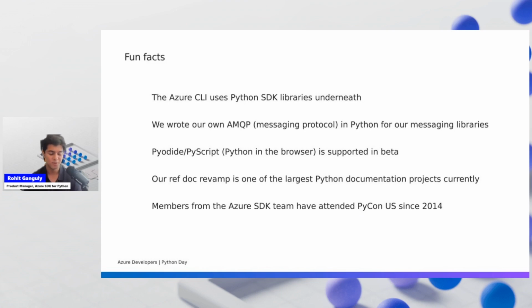Moving next to some fun facts. The Azure CLI uses Python SDK libraries underneath. So if you've ever used the Azure CLI, you've technically used the Python SDK as well. We actually wrote our own AMQP messaging protocol for Python in our messaging libraries. This is in-house, and it's one of our proudest achievements on the team.